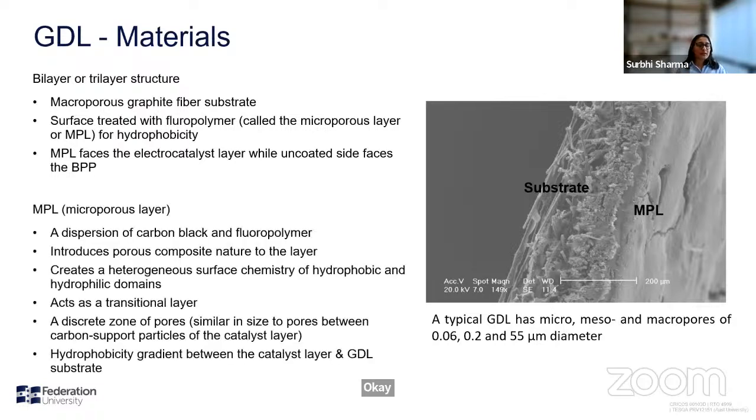So the microporous layer usually is just a dispersion of carbon black and fluoropolymers. It's obviously a composite in nature, and as I mentioned, it acts as a transitional layer. It creates that heterogeneous surface chemistry between the hydrophobic and hydrophilic domains of the two sides of the gas diffusion layer. And that distinction of pores also allows for the carbon support particles for the catalyst layers to sit in between.